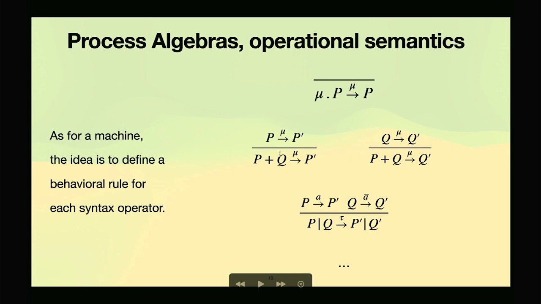So in this case, the P process has been chosen, and then the process proceeds as P prime. In the other case, the Q has been chosen. And here is the rule for the communication where we have two processes in parallel.